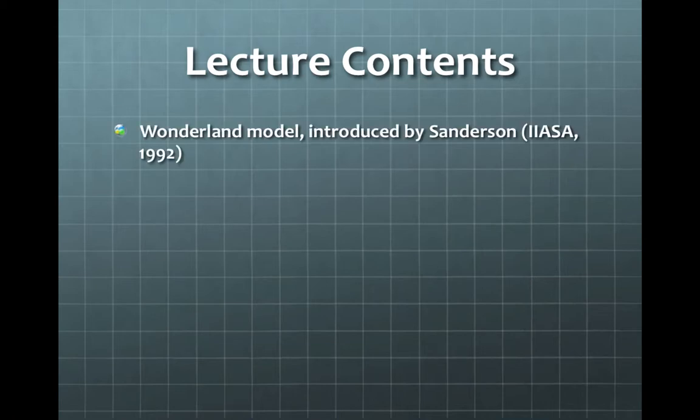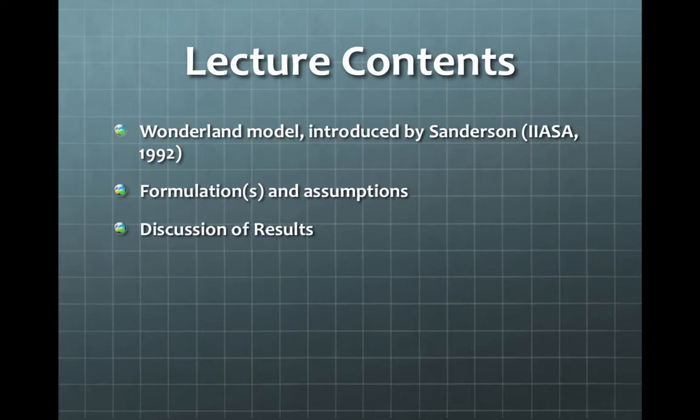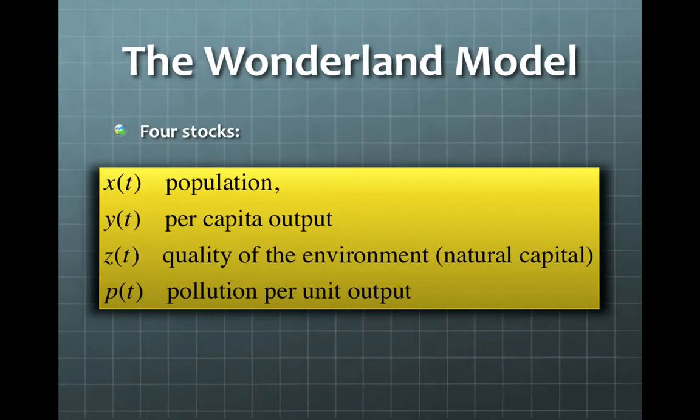First we'll talk a little bit about the Wonderland Model, which was introduced by Warren Sanderson in the early 90s. This model was part of the International Institute for Applied Systems Analysis work that we've mentioned before in this class. We'll talk about the formulation of the model and the assumptions it makes. We'll see some results and discuss them, and we'll look at the implementation in VENSIM, which will have a separate video.